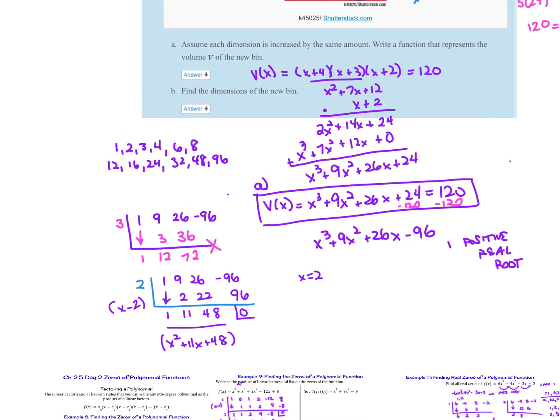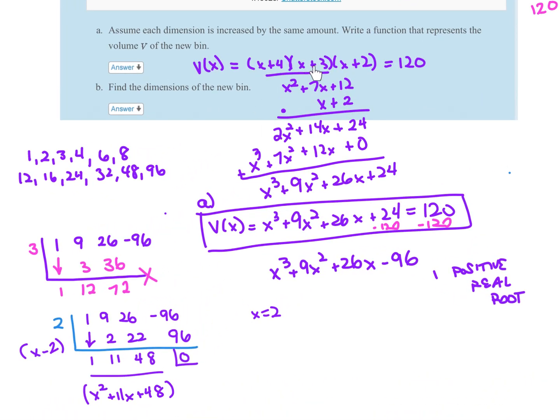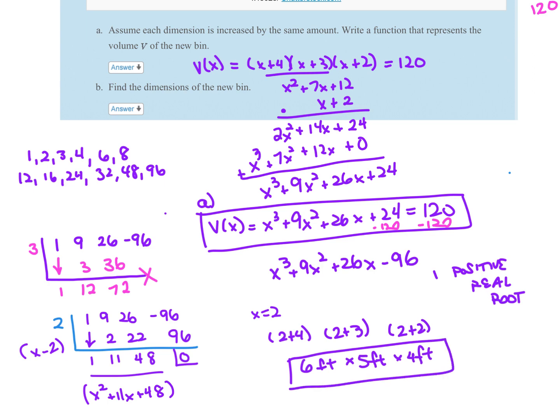So we're going to go back. It says to find the dimensions of the new bin. So all we're going to do is add 2 to each of the dimensions from up here. So 2 plus 4, and then 2 plus 3, and 2 plus 2. So those give us our new dimensions. So that's going to be 6 feet by 5 feet by 4 feet. It is the new dimension of the bin, and so that is B. I hope this helps.